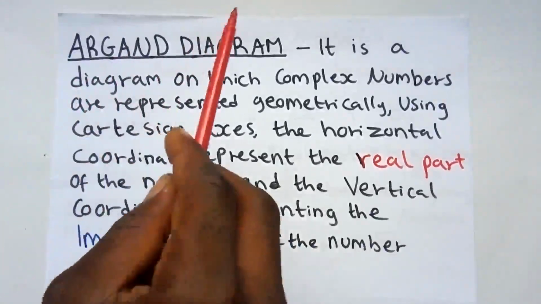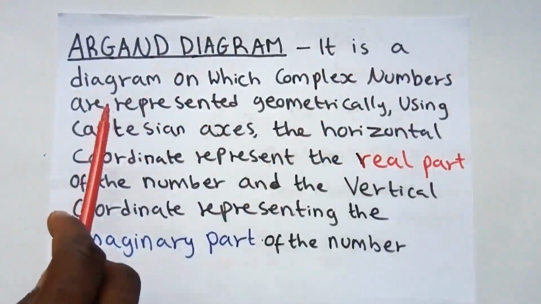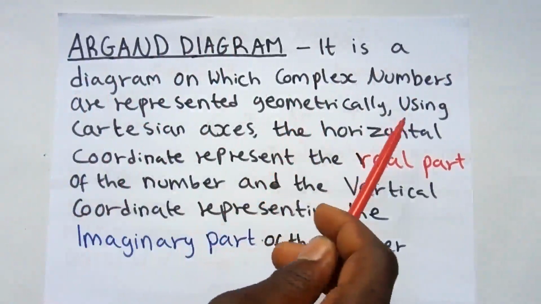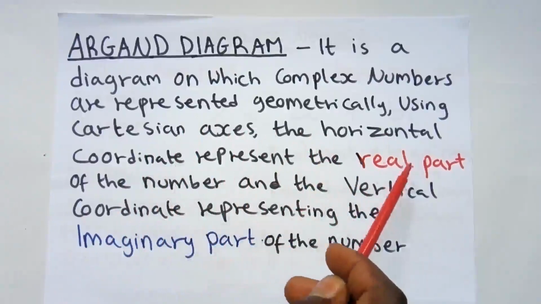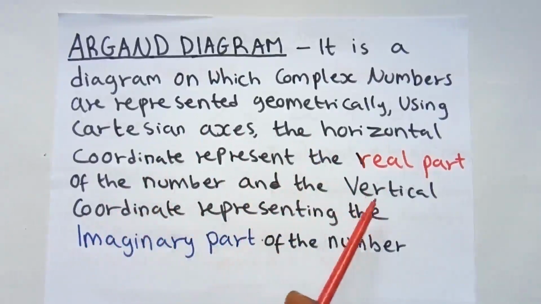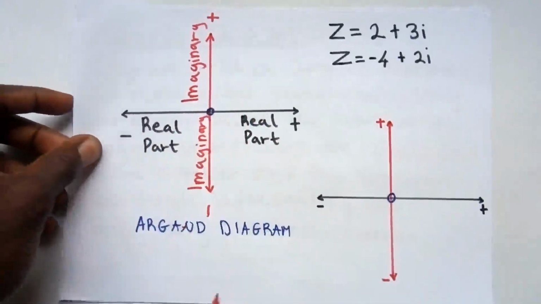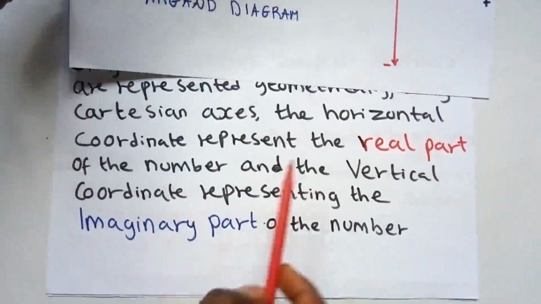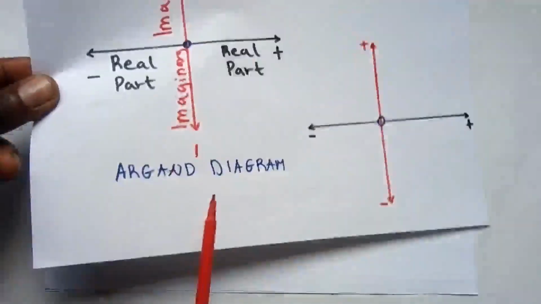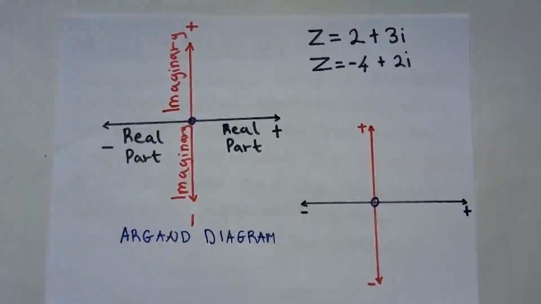What is an Argand diagram? It is a diagram on which complex numbers are represented geometrically using Cartesian axes. The horizontal coordinate represents the real part of the number, and the vertical coordinate represents the imaginary part of the number. This is an Argand diagram. The horizontal line represents the real part of the number, and the vertical line represents the imaginary part of the number.